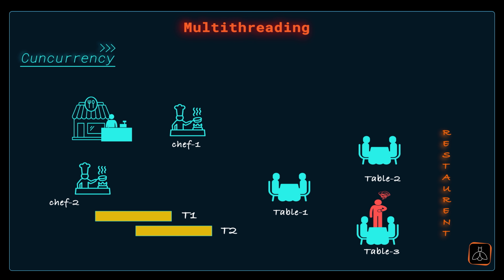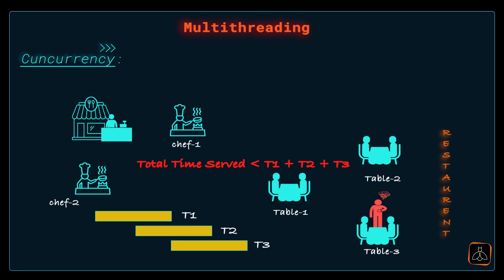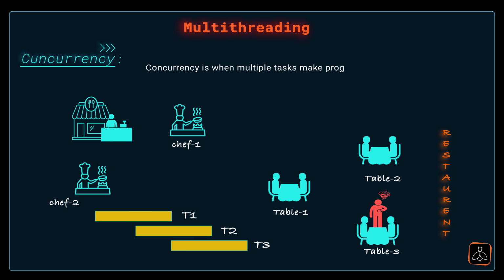Let us say the 3 tables, 1 to 3, have serving times T1, T2 and T3. So the total serving time for the waiter would be the sum of these 3, T1 plus T2 plus T3, right? But here the total time served is less than that sum, because the waiter didn't wait anywhere idly. He used the time efficiently. I hope now you are clear with the term concurrency.